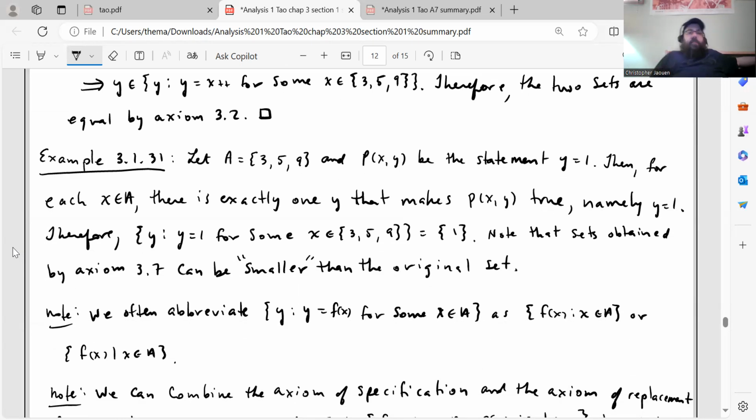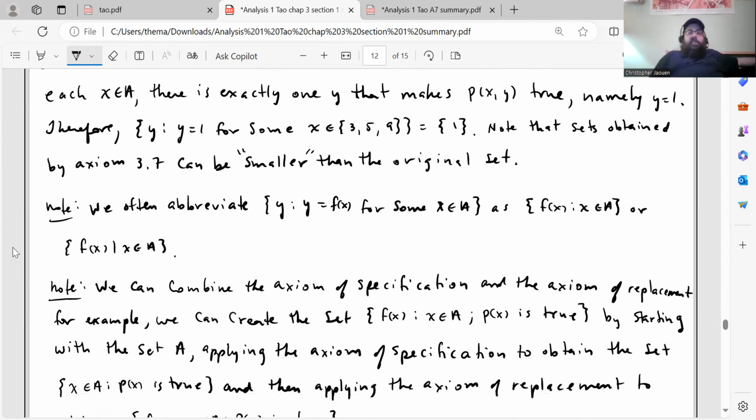Okay, example 3.31. Let A be the set containing 3, 5, 9, and P of X, Y be the statement Y equals 1. Then for each X in the set A, there's exactly one Y that makes P of X, Y true, namely Y equals 1. Therefore, the set of all Y such that Y equals 1 for some X in the set containing 3, 5, 9 is equal to the singleton set containing 1. So this example just shows that with that axiom, sometimes you'll get sets that are smaller than the original set. So that's possible.